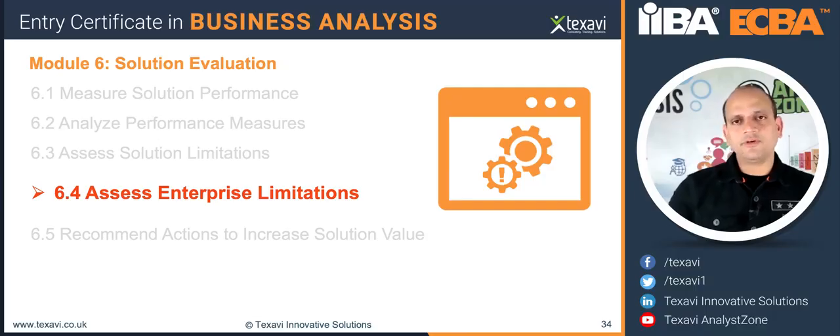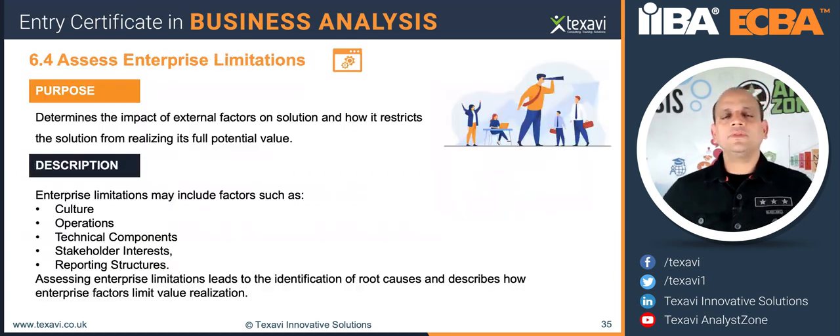Enterprise limitations: what we're trying to look at is the likely impact of the external factors, like the political, economic, environmental, social, lifestyle and legal aspects. All of these will have an influence on the performance of a solution. That's what we're trying to assess within the context of enterprise limitations.